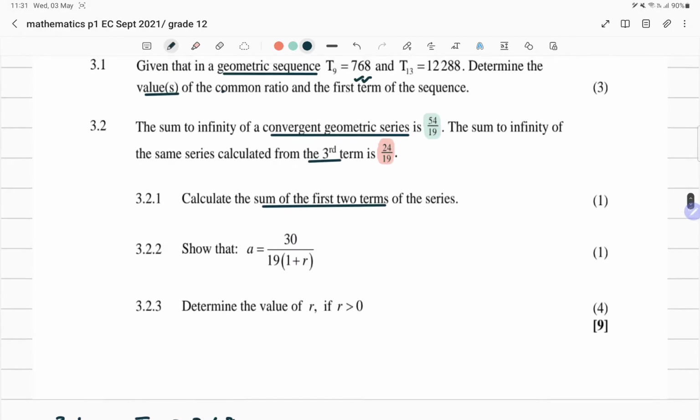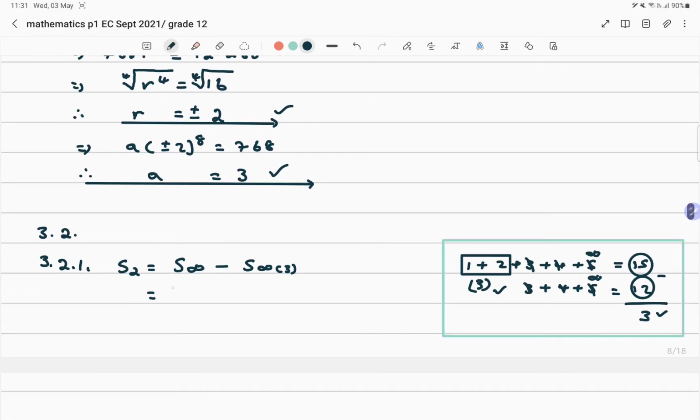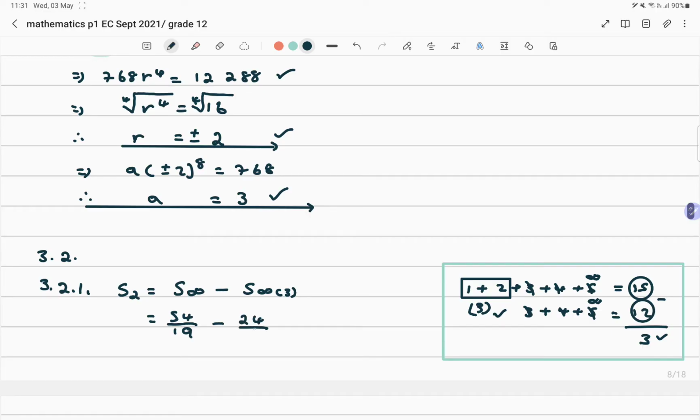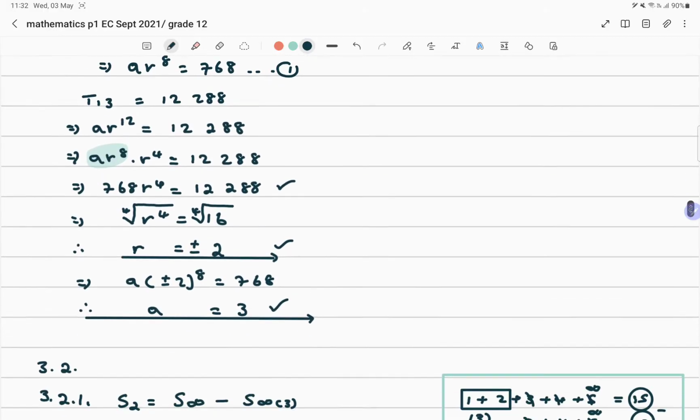So what was the sum to infinity? There's 54/19 minus the other one from the third, which is 24/19. So this is the same as just over 19 because that's the common denominator. 54 minus 24, I think is 32. 54 minus 24 is 30. Okay, it's 30, not 32. I overestimated. So that's it. How many marks were you supposed to score there? Just 1 mark. Okay.